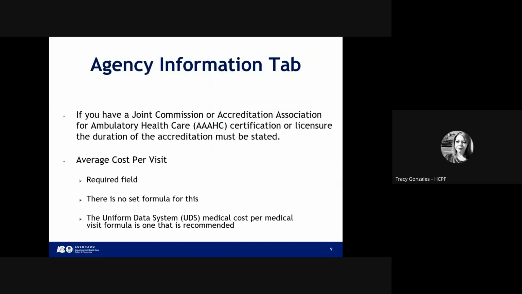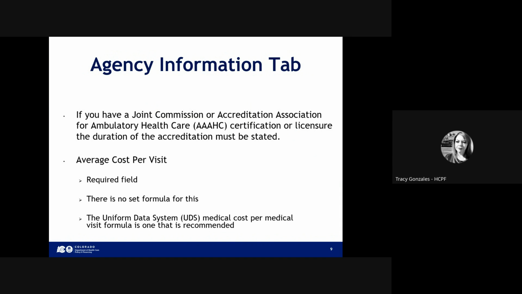In the agency information tab, you'll be filling in your legal name, your federal employer identification number, mailing address, and your primary and secondary contact information. In the upper right-hand corner of that tab is a set of 3 checkboxes.